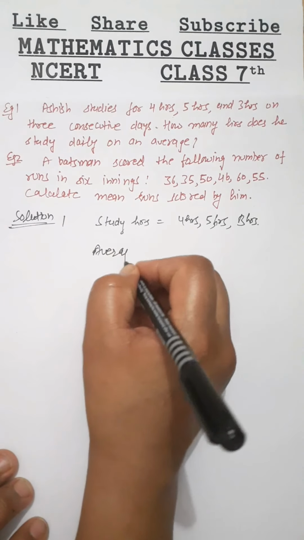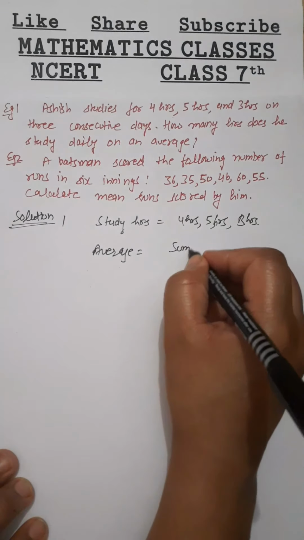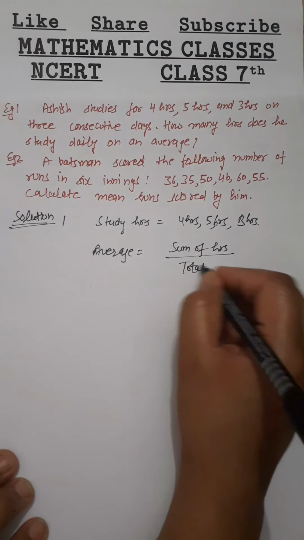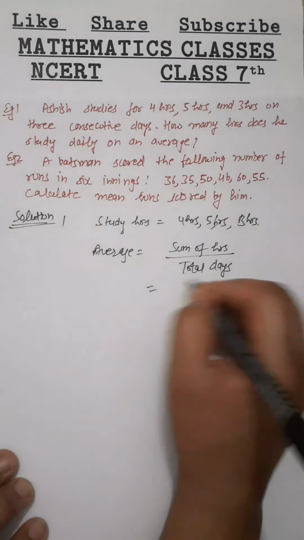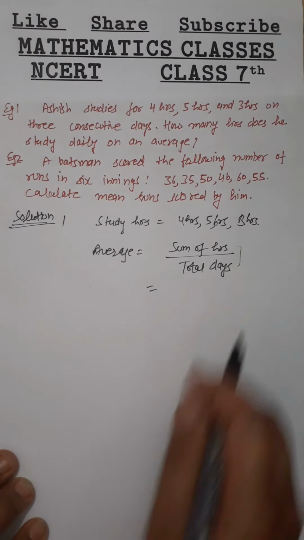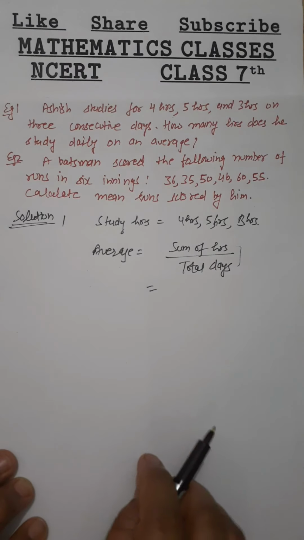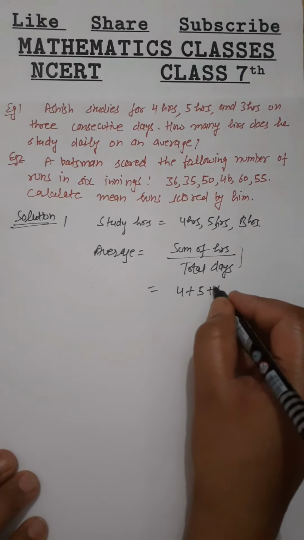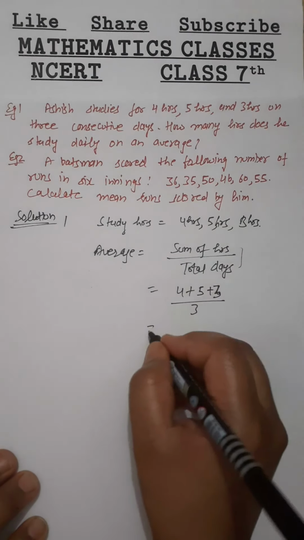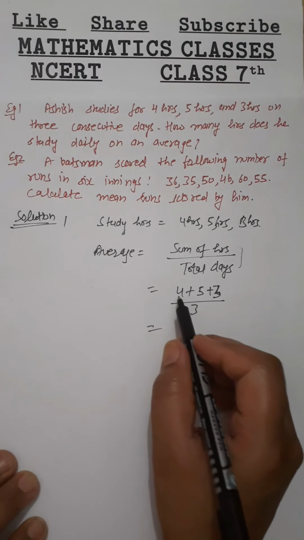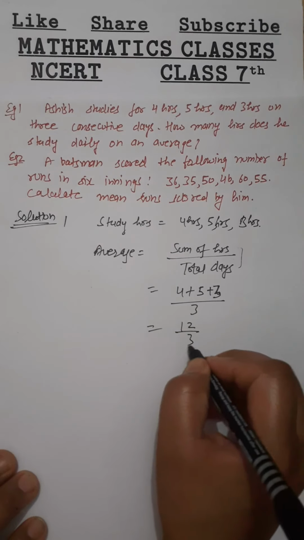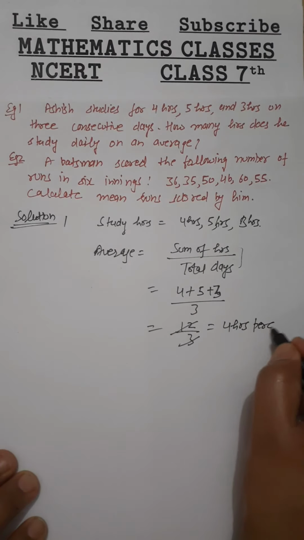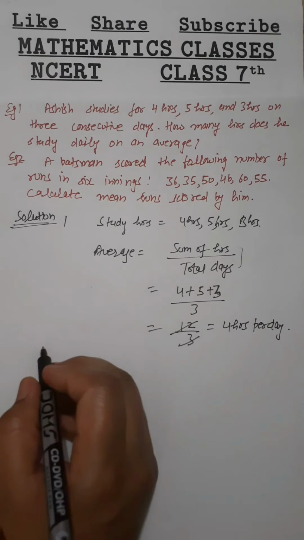Average: sum of hours by total days, or we can write here sum of observations by total number of observations. 4 plus 5 plus 3 by 3 makes 12 by 3 makes 4 hours per day. That is its average.